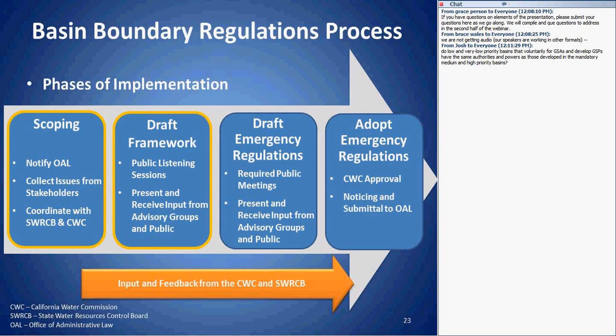So the process to implement these regulations is a phased approach, and it's presented in this slide here, where we're in the first two phases of this project. The first phase was the scoping of the project, notifying the Office of Administrative Law that we're embarking on this emergency rulemaking process. We've been collecting issues and potential challenges that local agencies or stakeholders might face using the existing basins and their boundaries. We've been coordinating with the State Board and California Water Commission on this project. The second phase is really what we're presenting today, and that's the draft framework for these regulations.